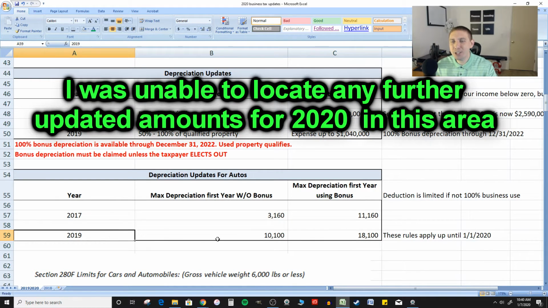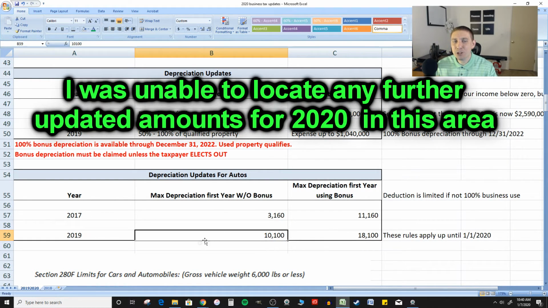Now, I know I've only listed 2019 here, but as far as 2020 is concerned, I believe these amounts are basically the same for 2020 as they are for 2019.